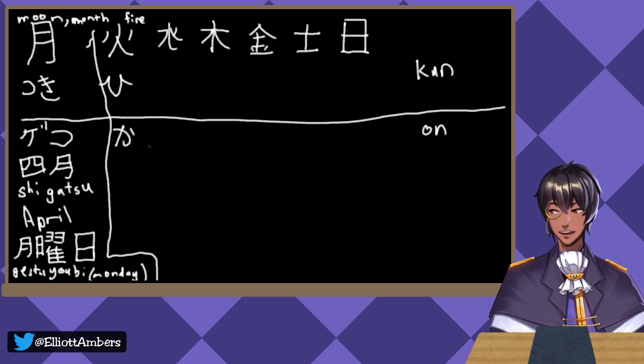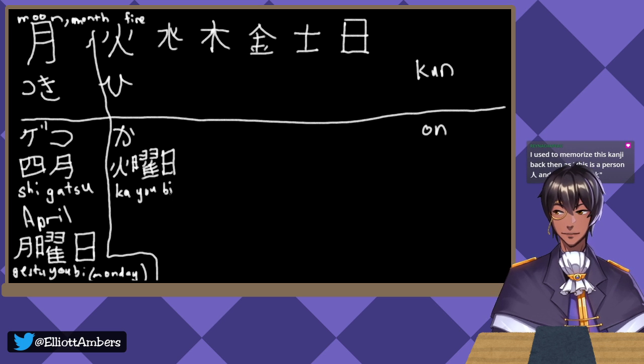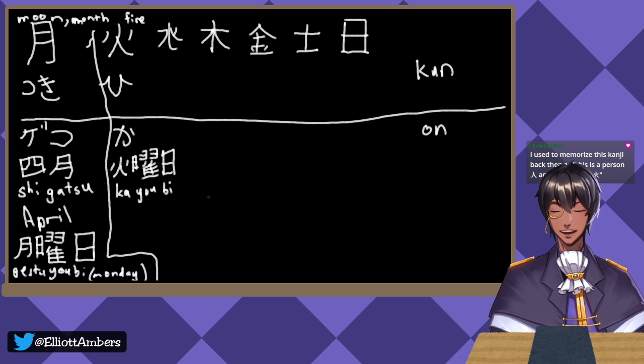And that would look like this. I hope I can write this with enough space. Yo. Maybe I'll be able to not make this one look super huge this time. 1, 2, 3, 4. So this is Ka Yo Bi. That's a good way to memorize it.